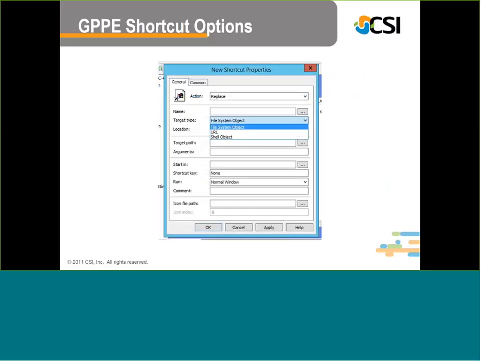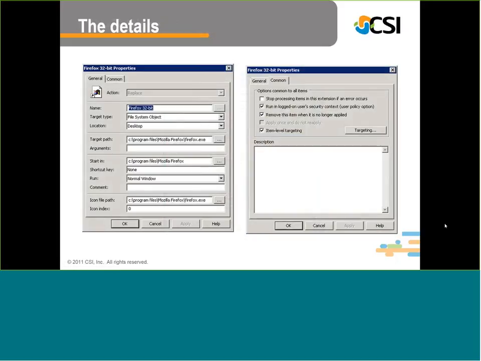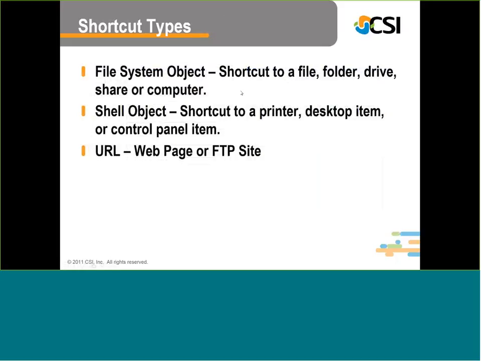So then we go down to what am I trying to deliver, and I have three choices: a file system object, a URL, or a shell object. Basically, whoops, where's my definition page? Oh, sorry, it's out of order. My bad. I should push that up in the slide deck.